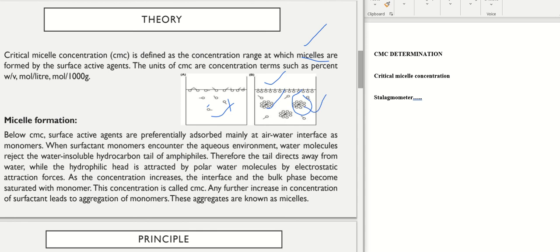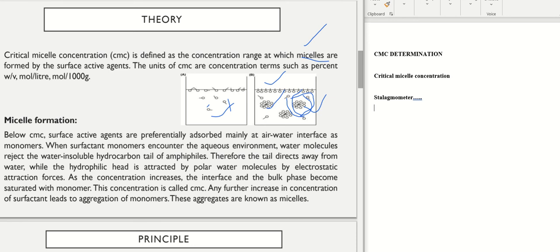The concentration of surfactants at which the micelle is formed is known as critical micellar concentration, and it is at this concentration the surface tension between the two phases will be reduced much. And beyond this concentration, though we add surfactant molecules, there will be no further decrease in the surface tension. These aggregates are known as micelles.